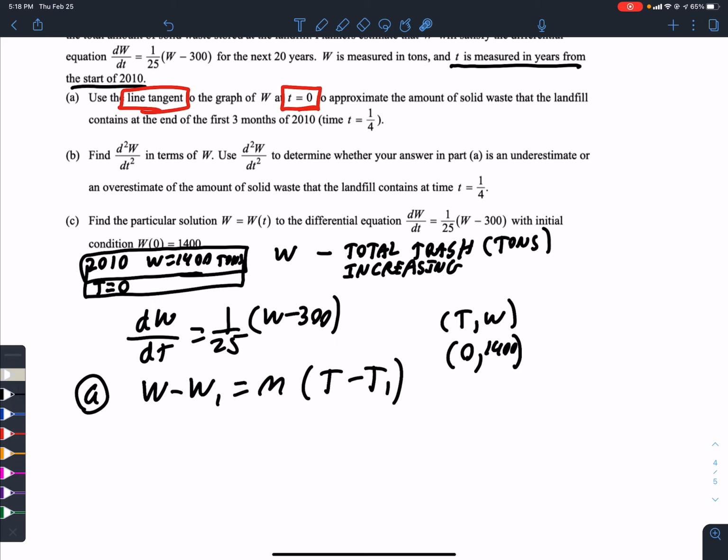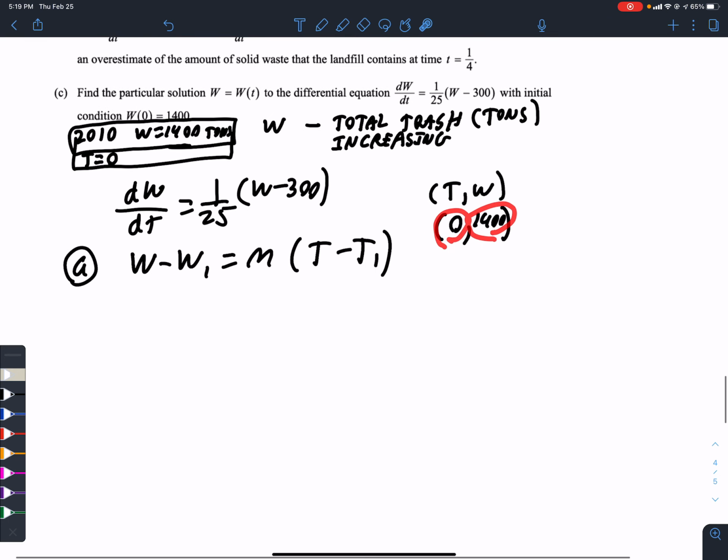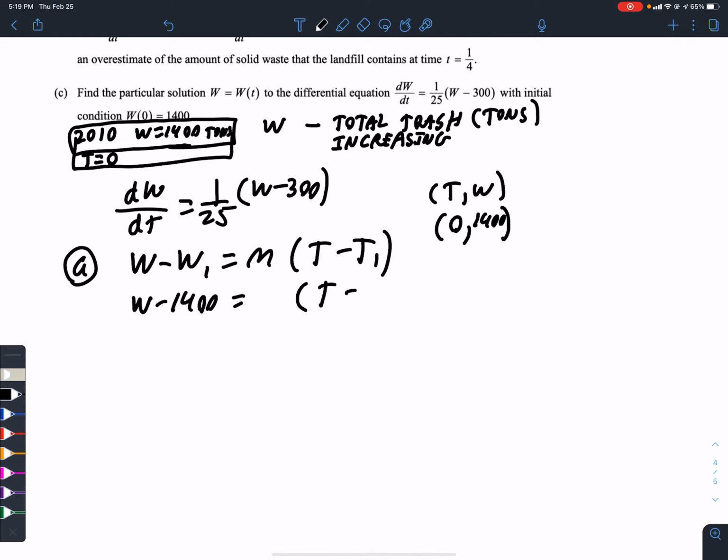So we're doing the same thing, except instead of X's and Y's, we have W's and T's. We need the point of tangency to tell us when T is 0. So this is the hard part. What's W when T is 0? You have to actually kind of figure that out. But they told you that at the beginning. In 2010, we started with 1,400 tons. So I'm going to plug those into our equation. W minus 1,400 equals T minus 0.